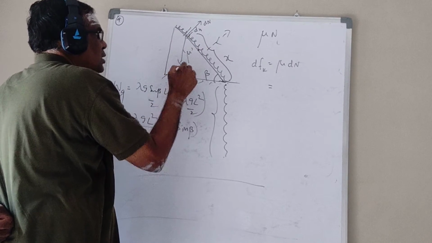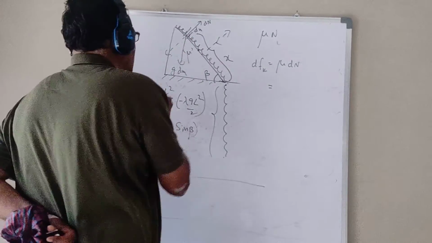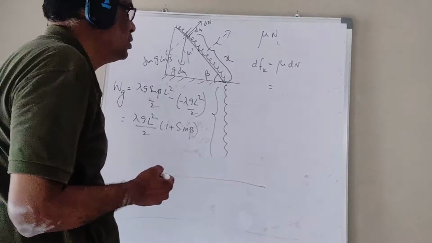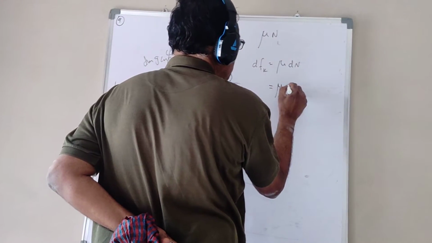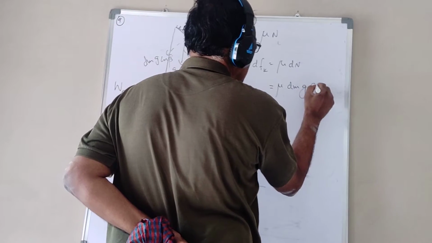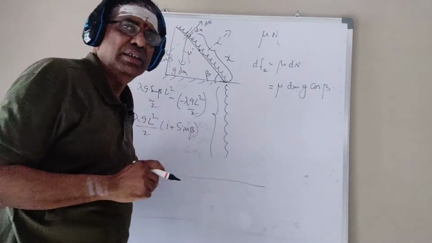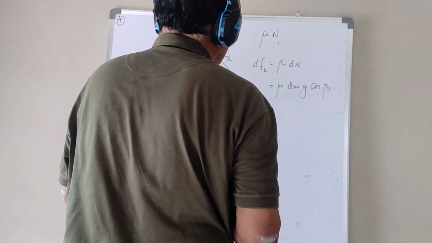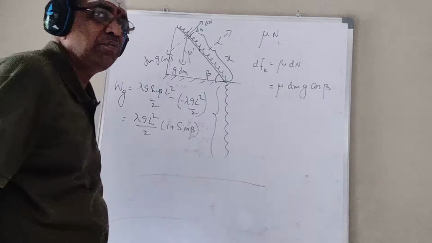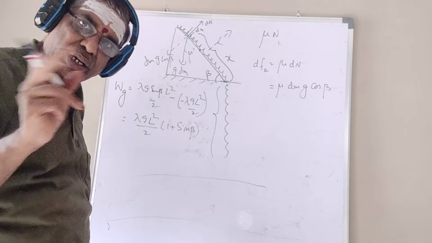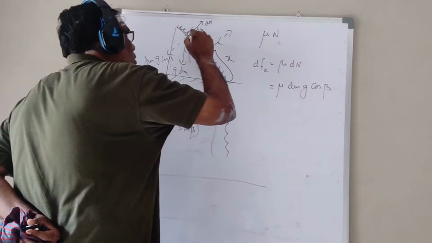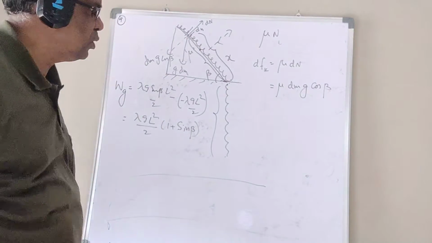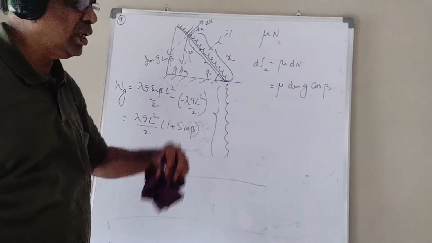Therefore, this is the force, and this is dm g cos beta. So you have mu dm g cos beta. That is the frictional force on this elemental mass. But what is happening here is, on this entire thing, that friction is acting. So if I integrate it, I will get the total frictional force.